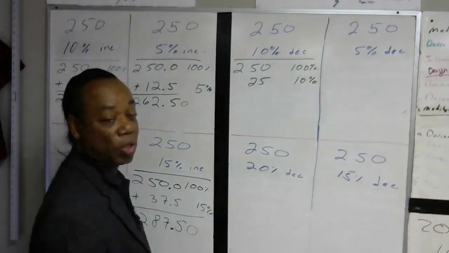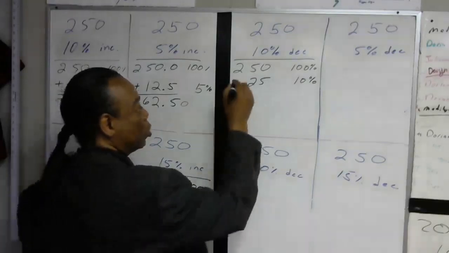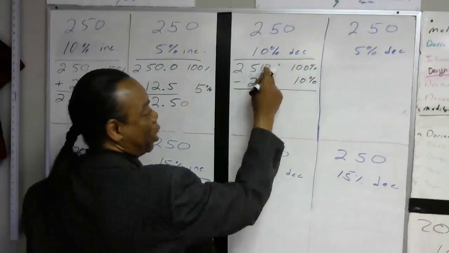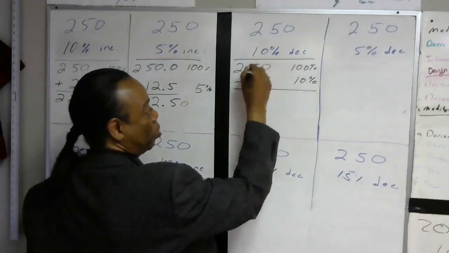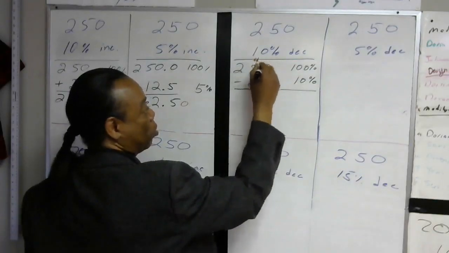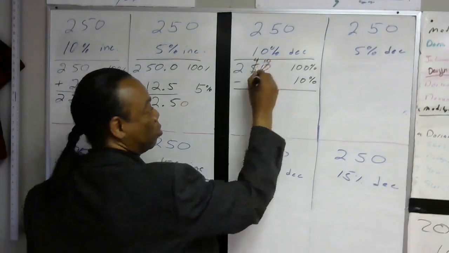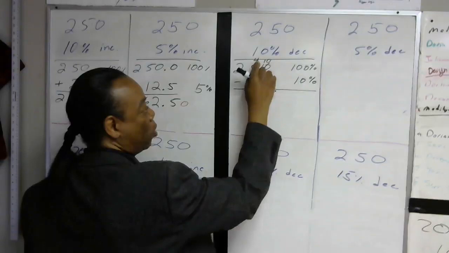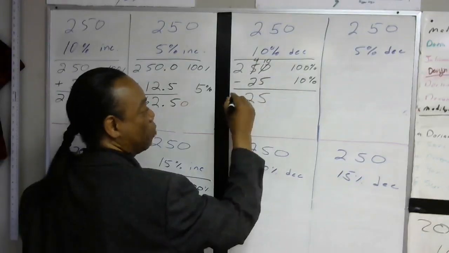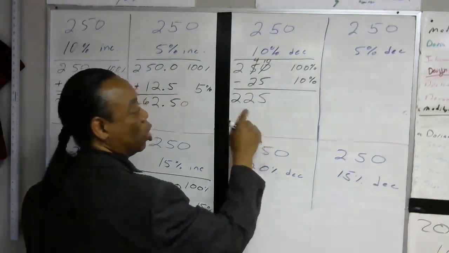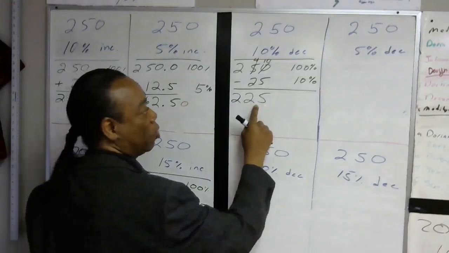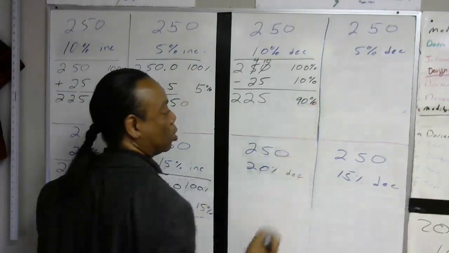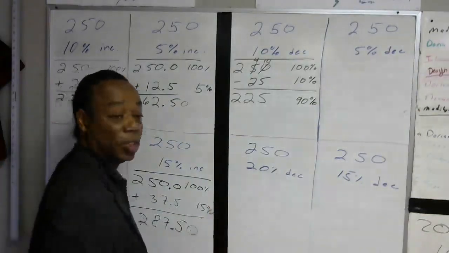Now to make a decrease of 10%, we subtract these. And 5, we cannot take 5 from 0, so we borrow here. We make this a 4. And this becomes a 10. 5 from 10 leaves 5. 2 from 4 leaves 2. And then finally 2 here. 225 represents 90%, or should I say a 10% decrease.